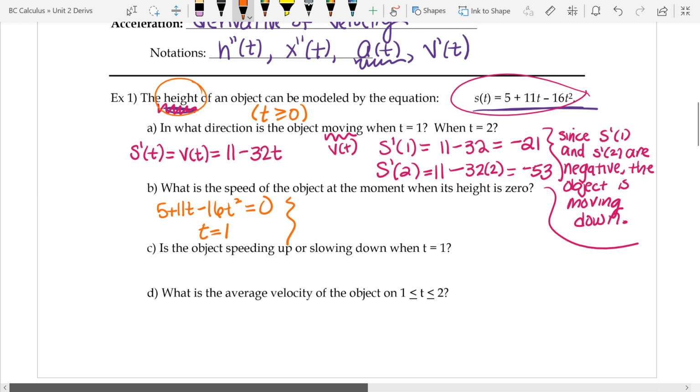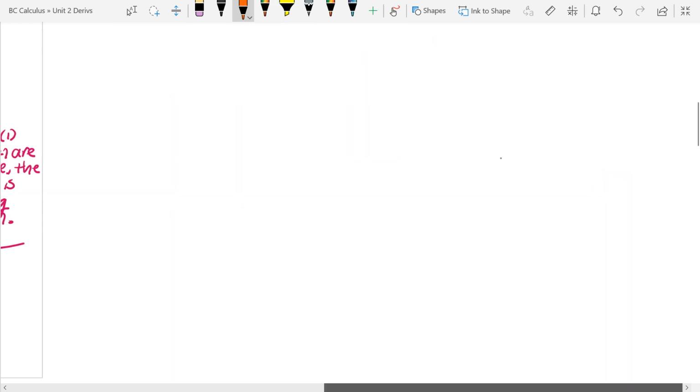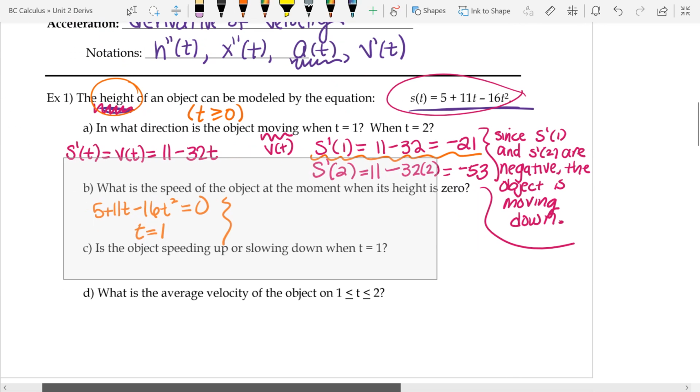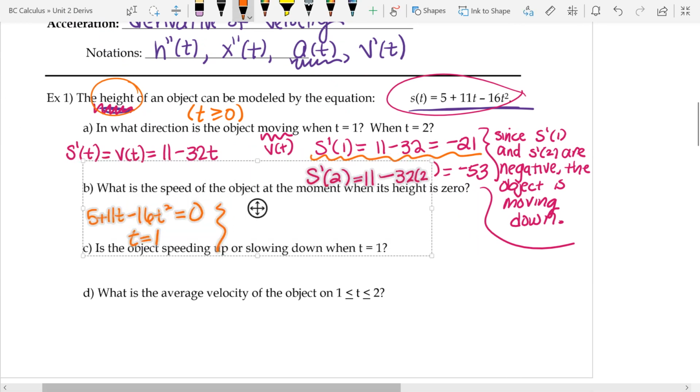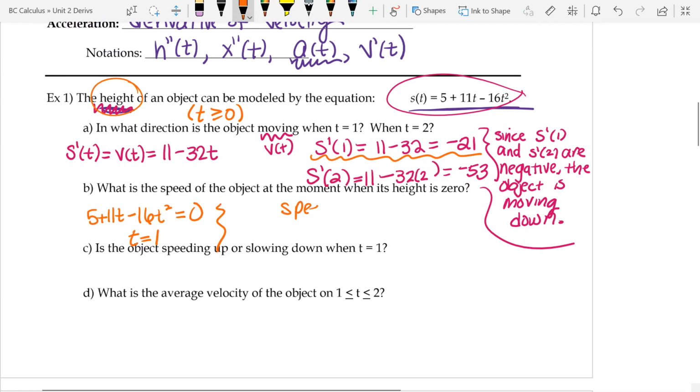I want to know the speed there. And look at that, I almost kind of already did the speed. I got a velocity of negative 21, which means, whoops, sorry about that, which means my speed at t equals 1 is positive 21. Ta-da!